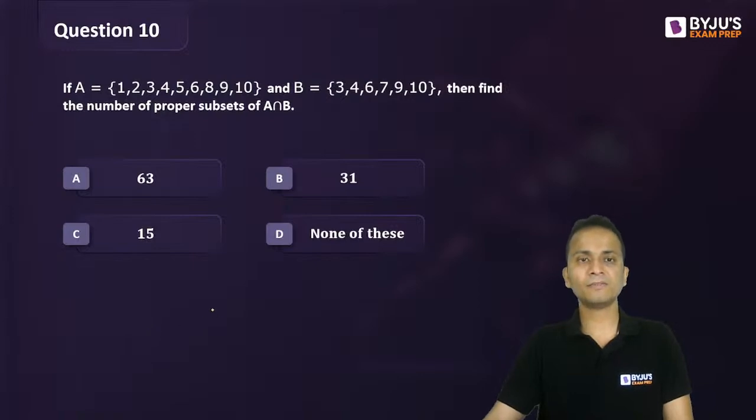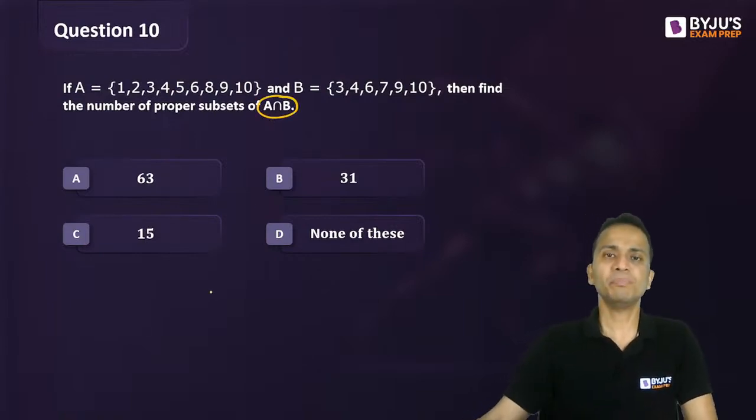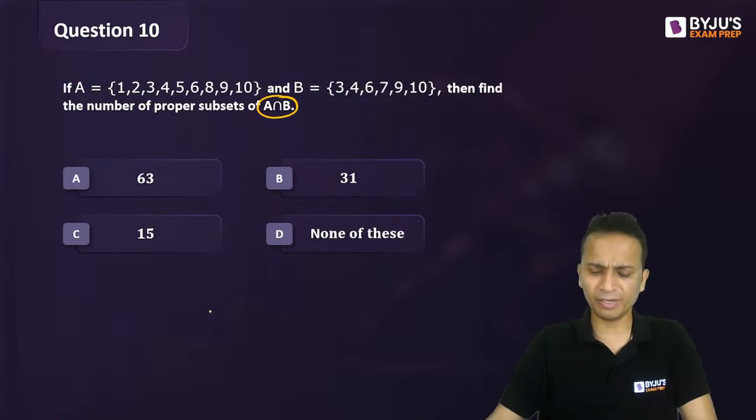Any answer? If you are unable to find this answer, can you tell me what will be the number of elements in A intersection B? A intersection B में number of elements कितने होंगे?